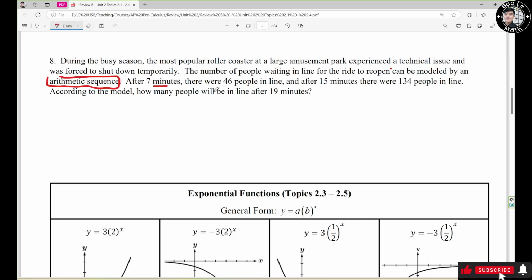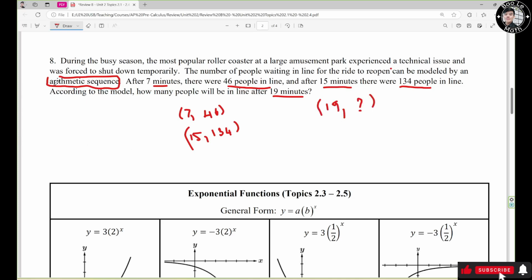After 7 minutes, there were 46 people in line, right? So we have 7, 46. Now, after 15 minutes, there were 134 people, right? So we have 15, 134. Now, question: how many people will be in the line after 19 minutes? So we have 19 minutes right here, question mark.